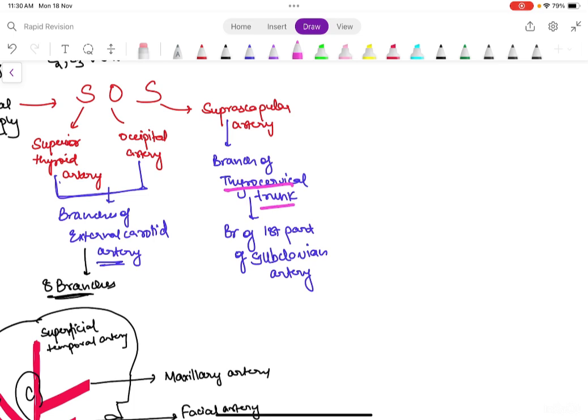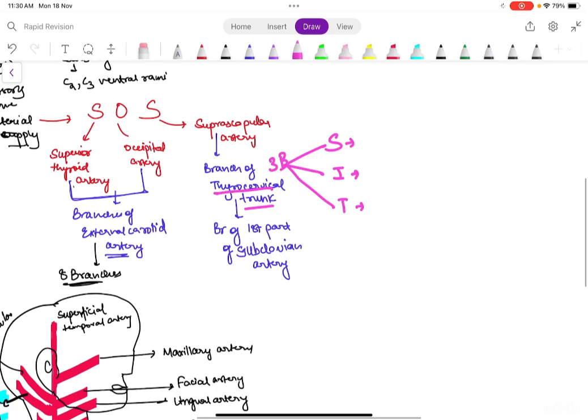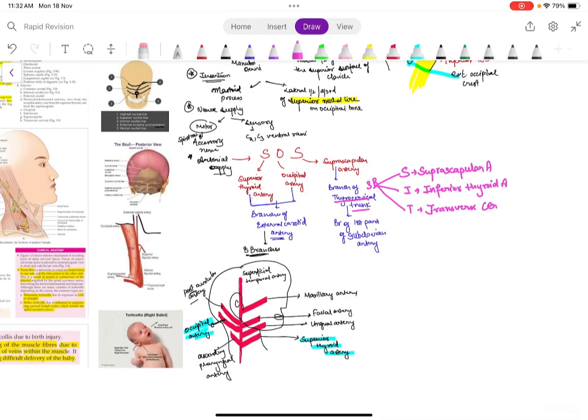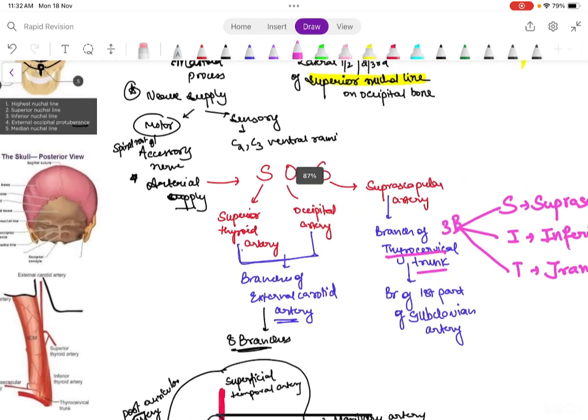Then in suprascapular, I told you that it is the branch of thyrocervical trunk. Now thyrocervical trunk has 3 branches. Remember it by SIT. So by S you have suprascapular, by I you have inferior thyroid artery, by T transverse cervical artery.